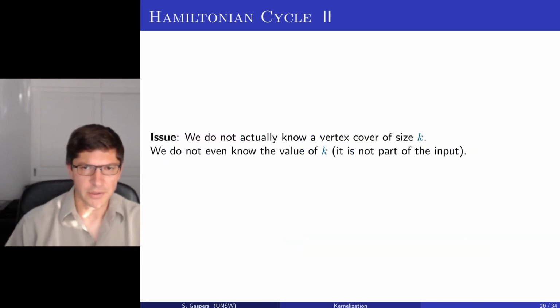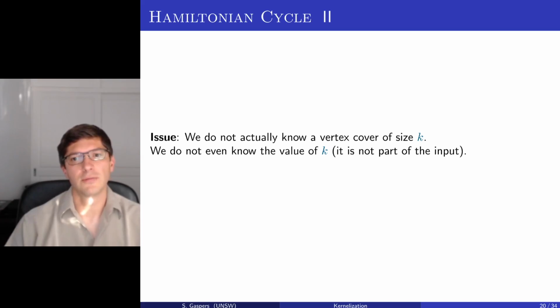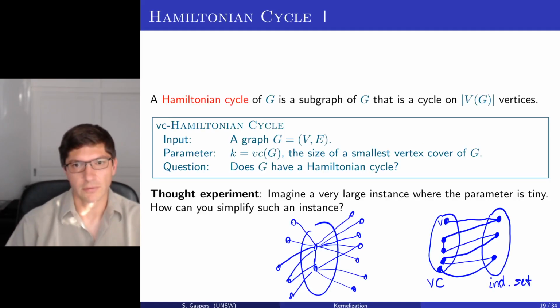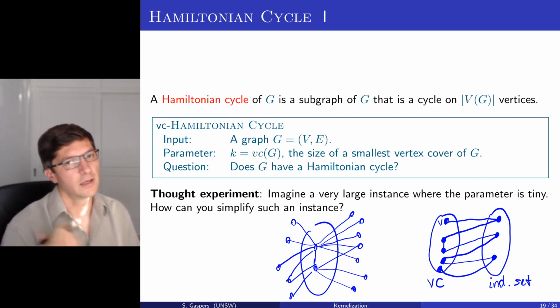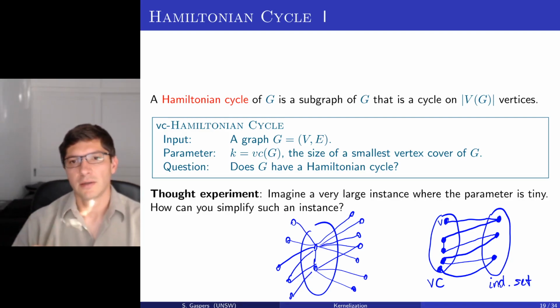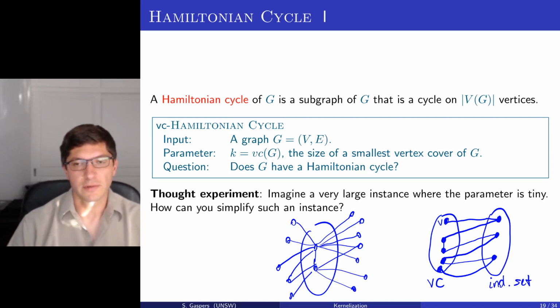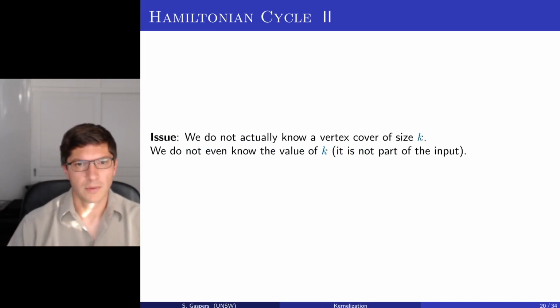Okay, so I already mentioned that we do not actually know a vertex cover of size k. We do not even know the value of k. What we know here is just the input, which is what the algorithm gets. So the algorithm just gets a graph. The parameter is the size of the smallest vertex cover of G, but we don't know this value. What can we do?